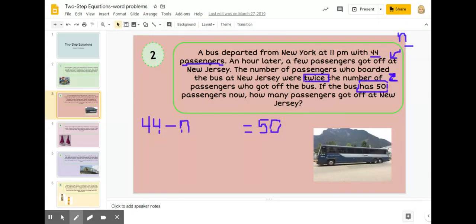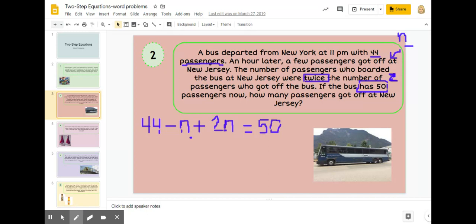So they got off in New Jersey, and a whole other group of passengers boarded the bus at that time. And the number that boarded was 2 times the amount that got off. So we would need to add those people because they're getting on the bus. But it's 2 times this amount right here. Still trying to write this slowly so it looks a little better. Could be worse. And then we end with that have 50 passengers.